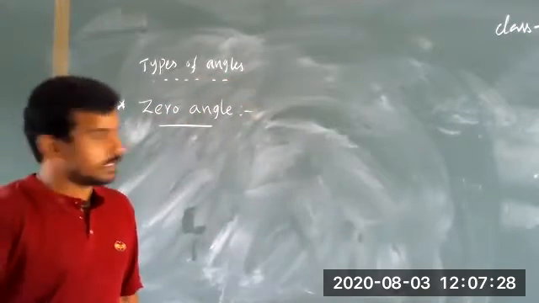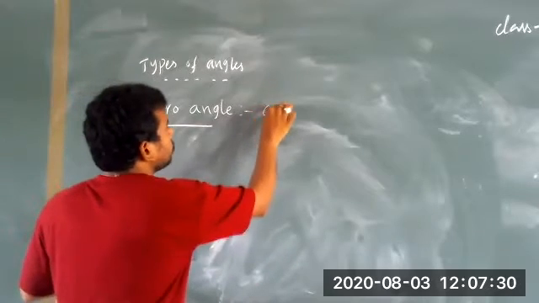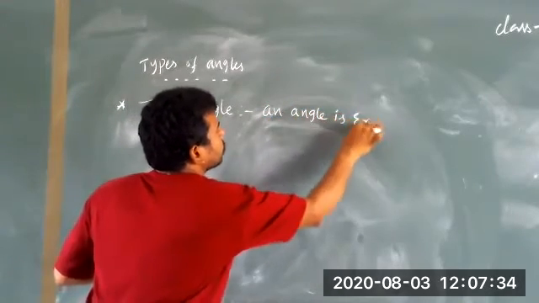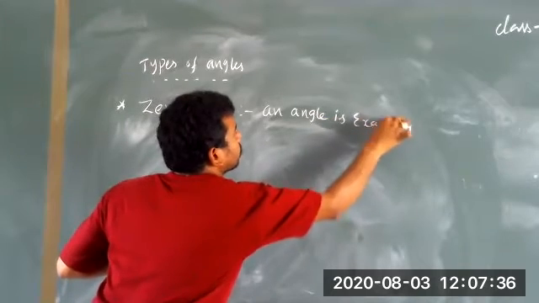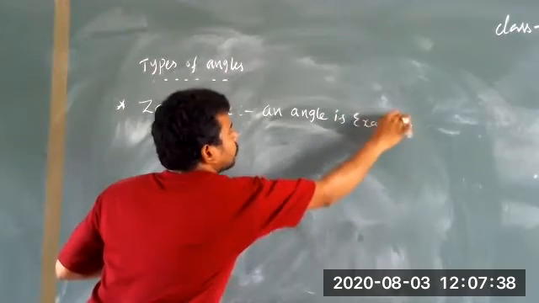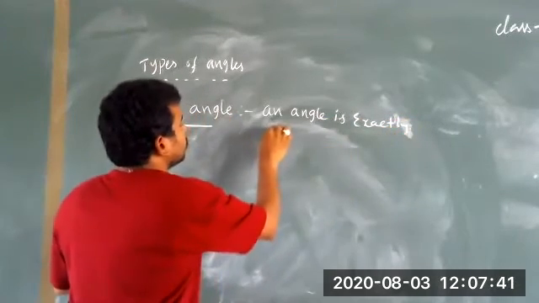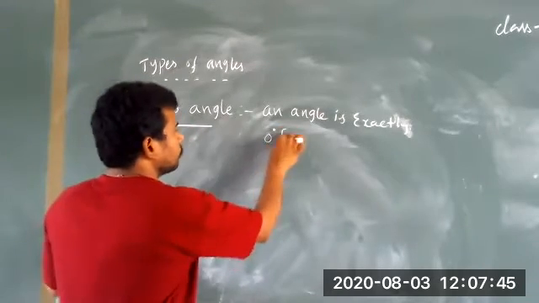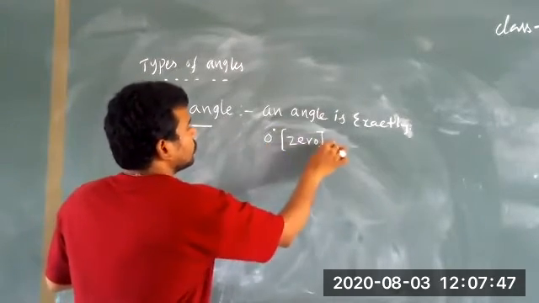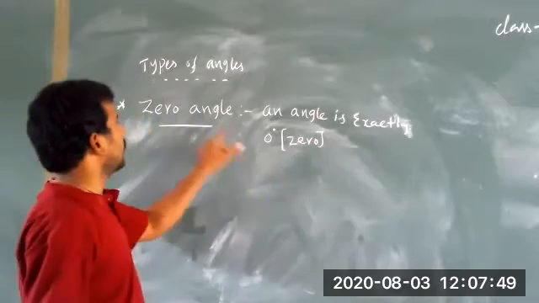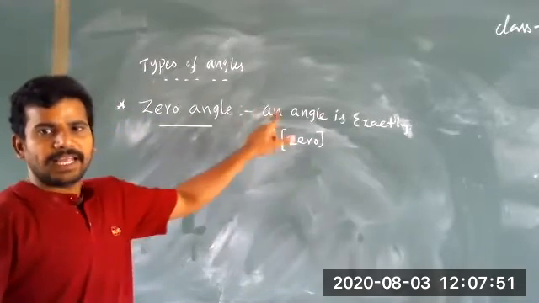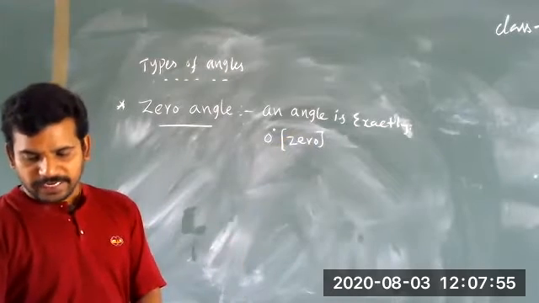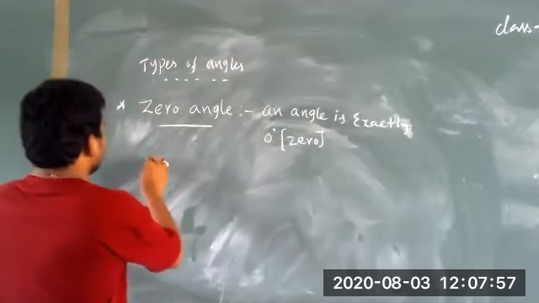An angle is exactly 0 degrees. This is the 0 degrees. 0 degrees, so it is called zero angle. An angle is exactly 0 degrees, so it is called zero angle. So, right angle, next one.